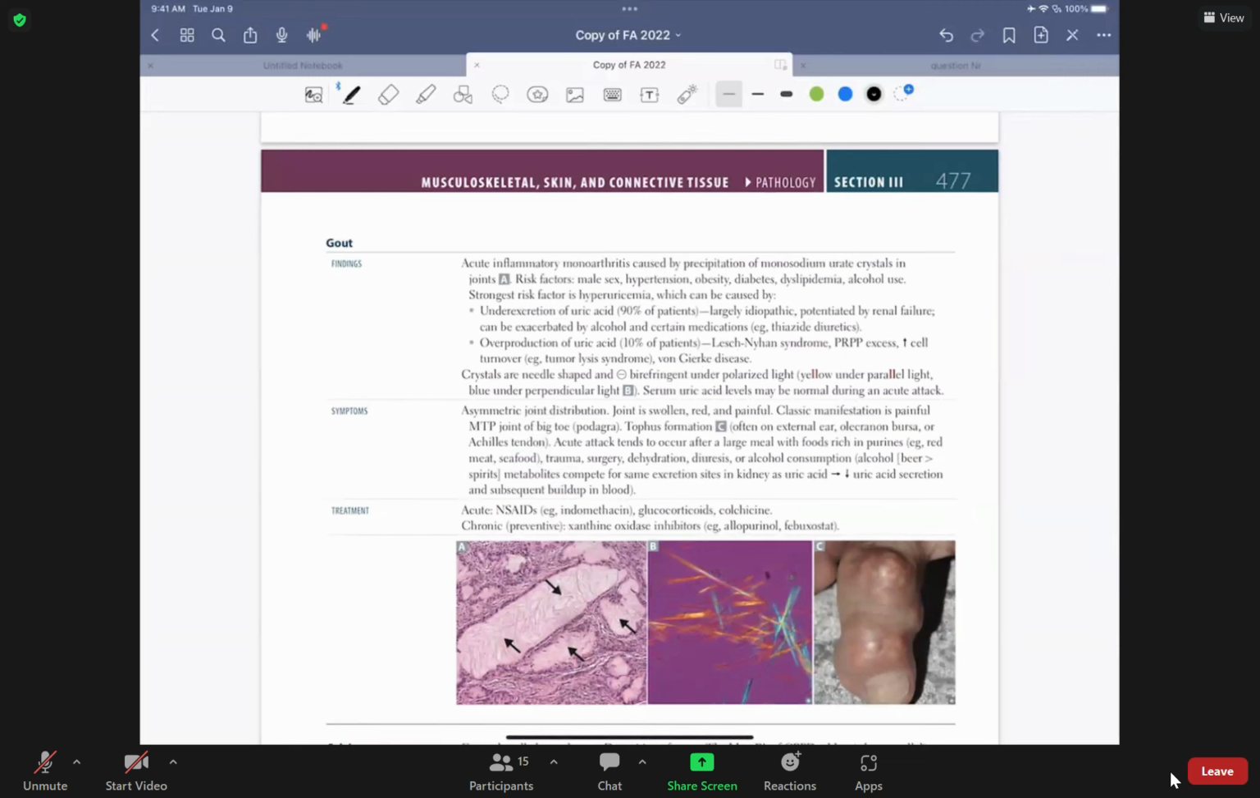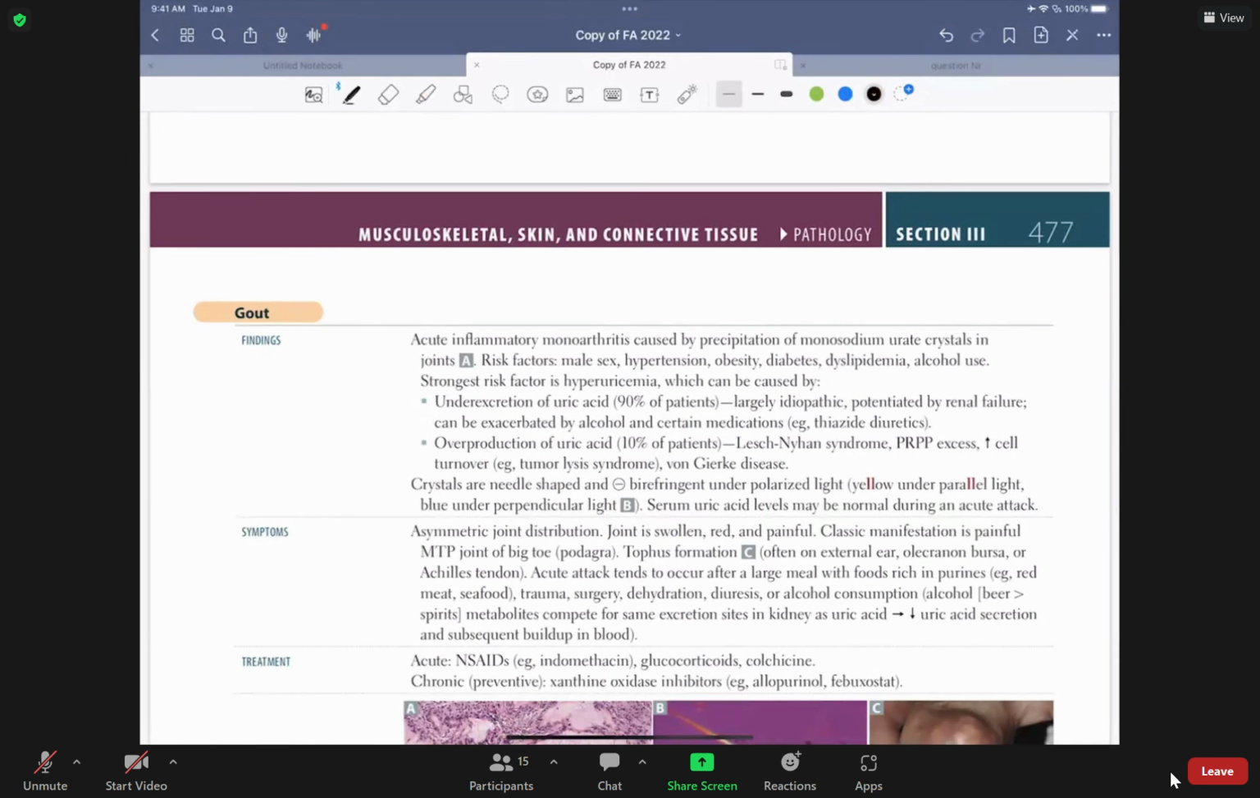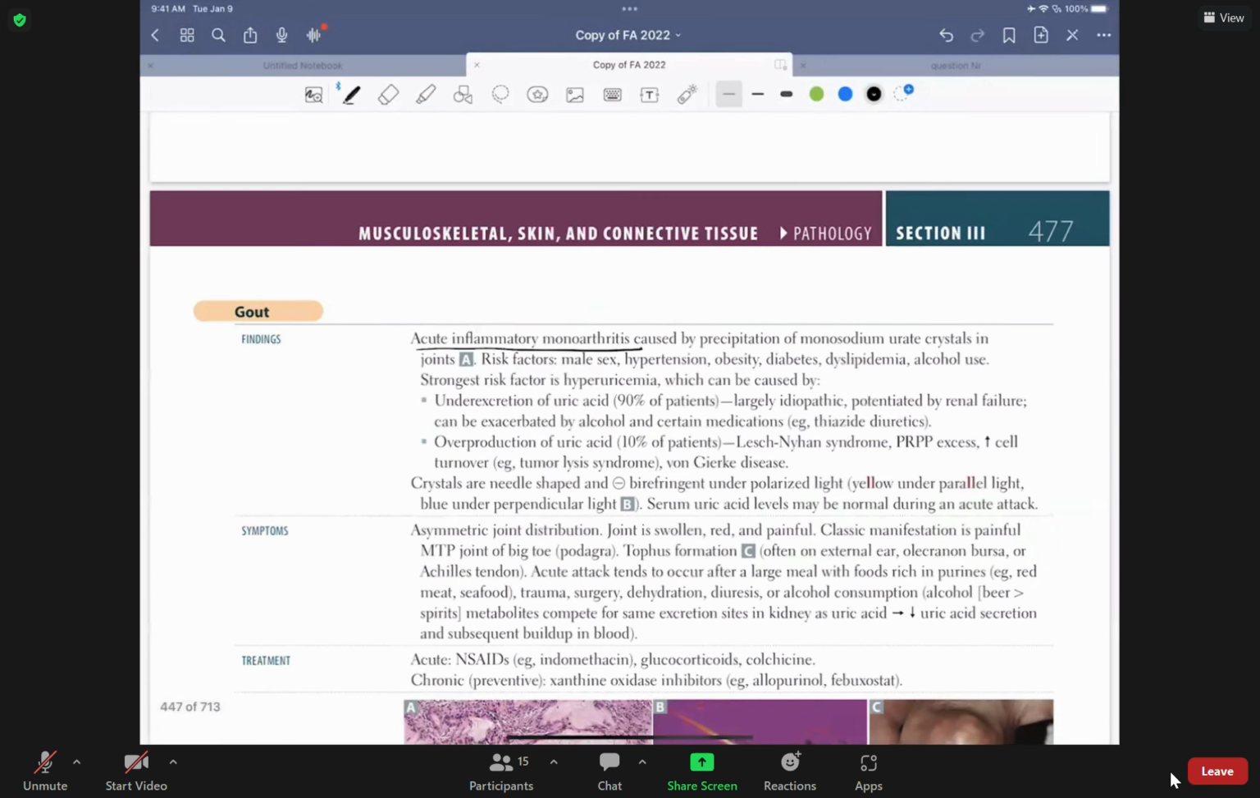Gout, very important topic. Now, when it comes to gout, it's an acute inflammatory monoarthritis, right? So it's a problem with the precipitation of monosodium urate. That's the first thing to learn.